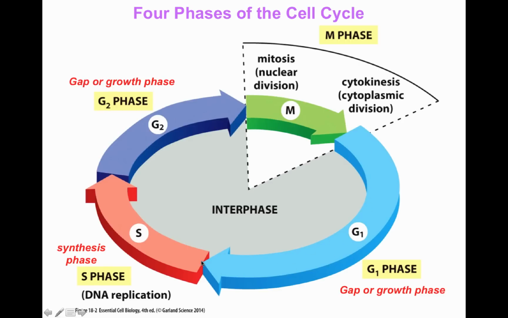You have the S phase, for synthesis phase, where the DNA of the cell is replicated. After the DNA has been replicated, you have another growth phase called the G2 phase, where you have organelle division. And at the end, when all the components of the cell are divided and the cell has grown, you have M phase. M phase includes nuclear division as well as cytokinesis. So you have the process of mitosis as well as cytokinesis, which is the division of the two cells.